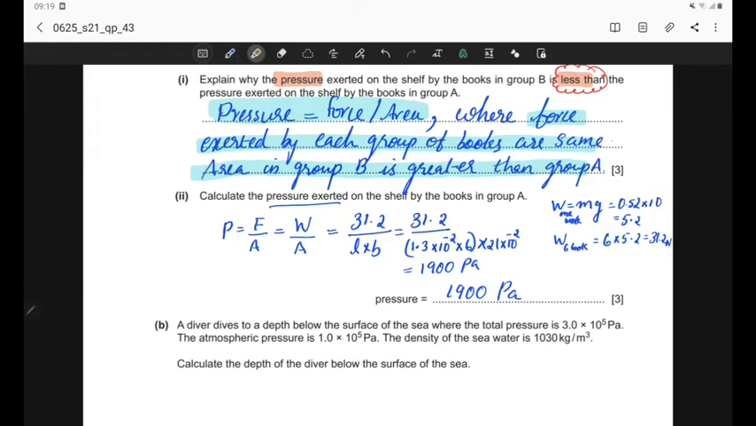This is a 3-mark question where 1 mark you will get for showing this working for the calculation of weight. And the 2nd mark is for finding the area. You should show this working, then only you will get the 2nd mark. And the final mark is for the answer, which should be into SF with the unit.